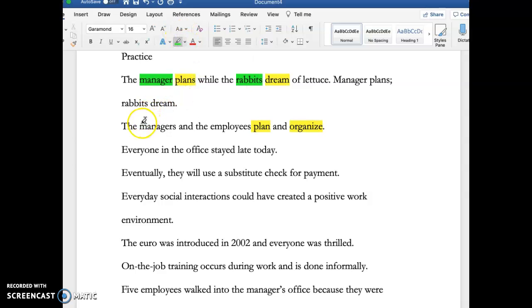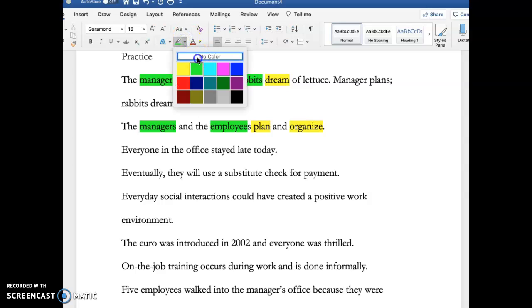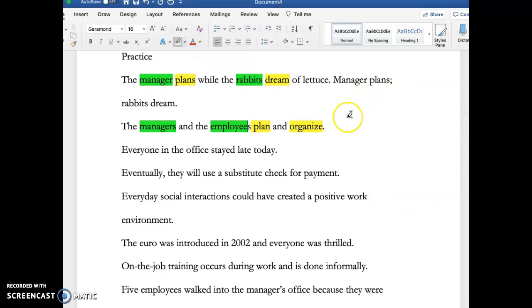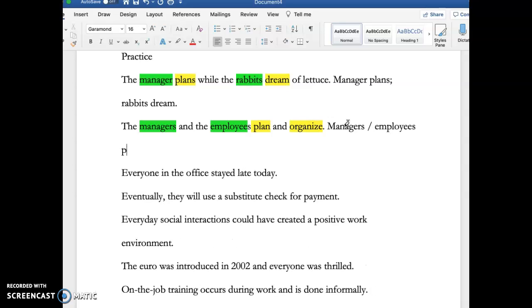Okay, so now we have the managers is one subject, and notice it's joined with and the employees is the other subject. Okay, so then we would write over here, managers, and then let's do a slash employees, plan, organize, right? So the two subjects, the two verbs.